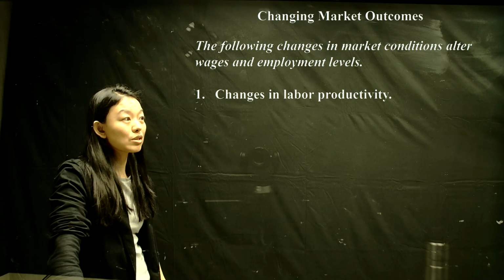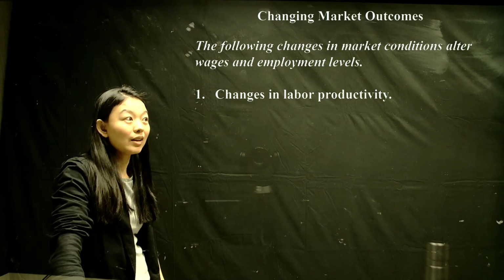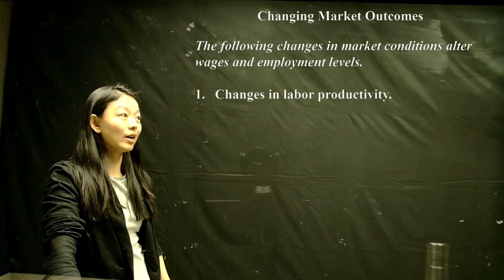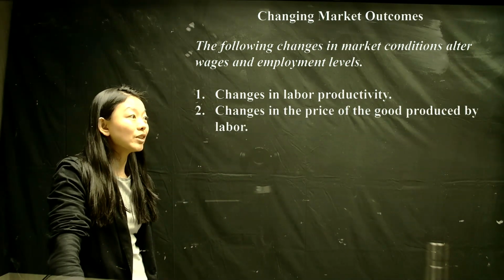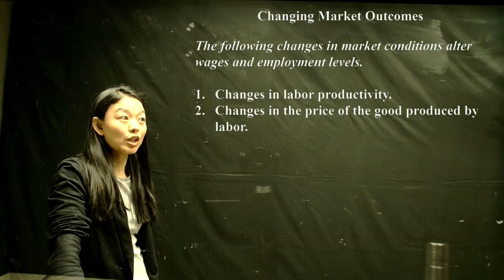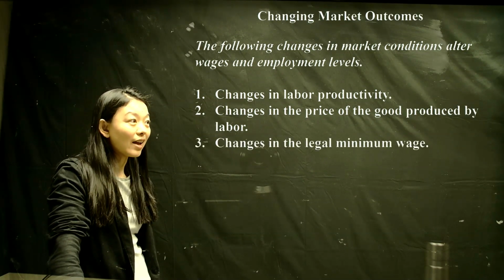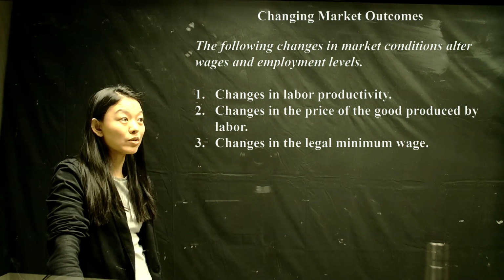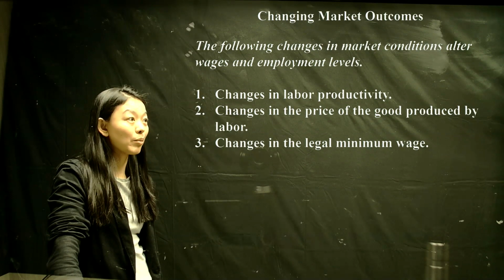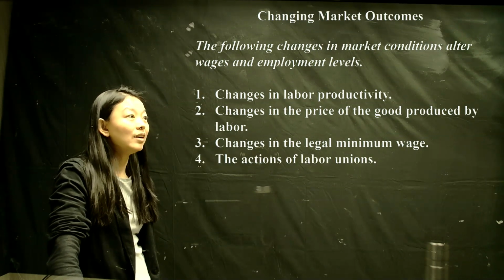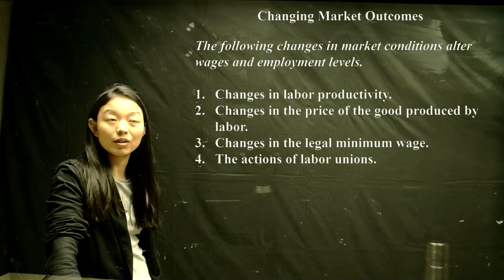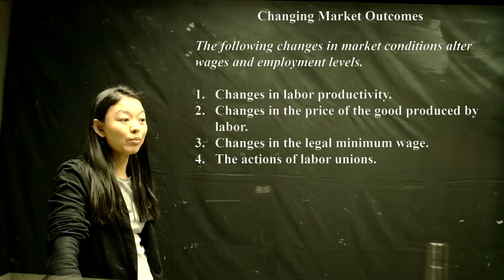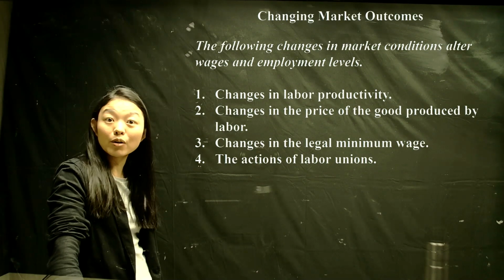For example, changes in labor's productivity. If the labor's productivity increases, what will happen to the market outcome? Changes in the price of the goods produced by the labor. And then changes in the legal minimum wages. If some policy changes, what will happen to the market outcome in the labor market? And then maybe the actions of labor unions. Labor unions can have very big negotiation power over wages.